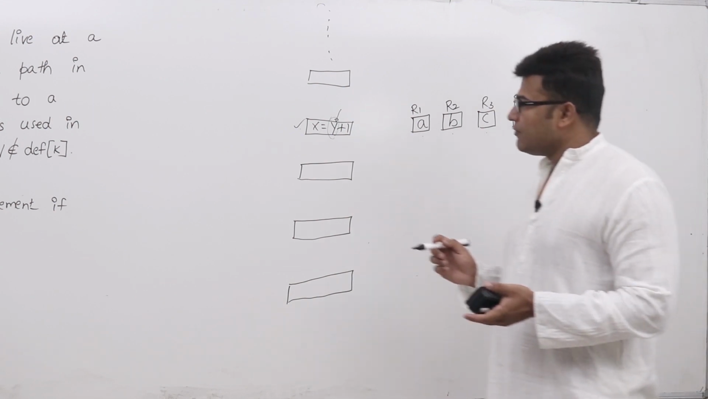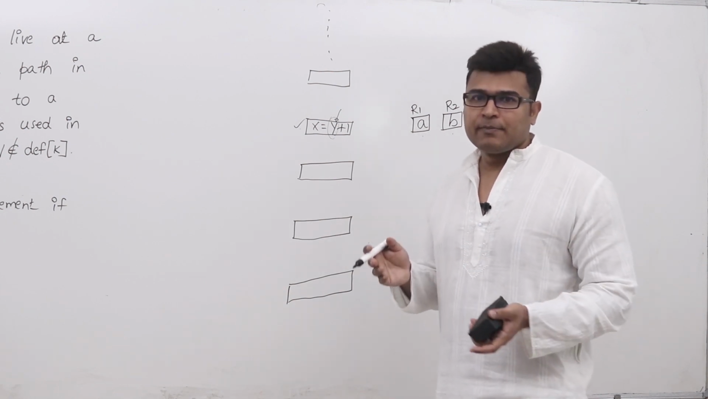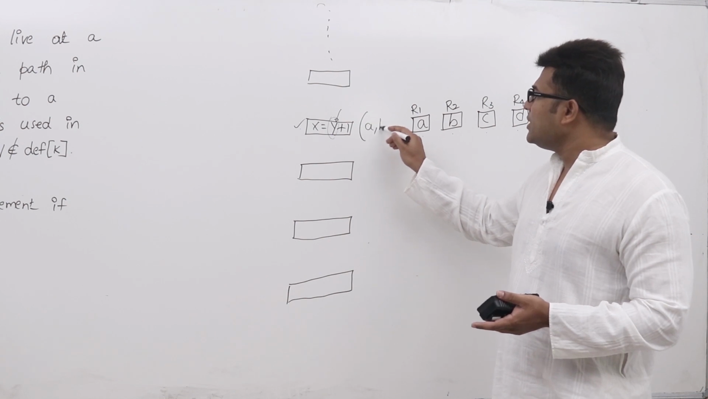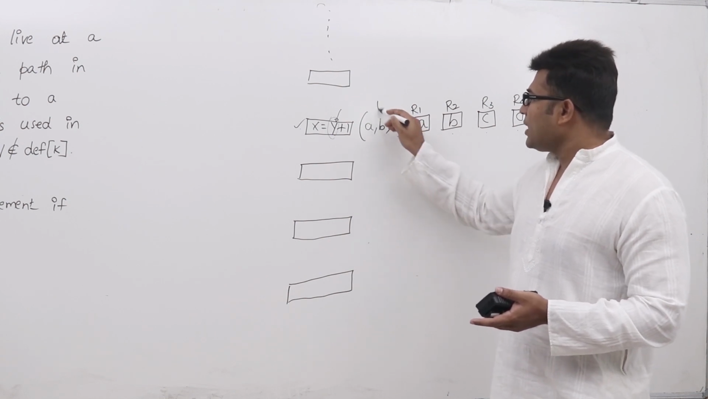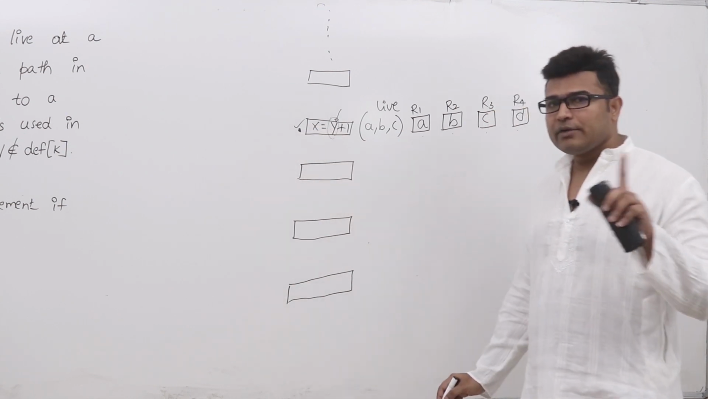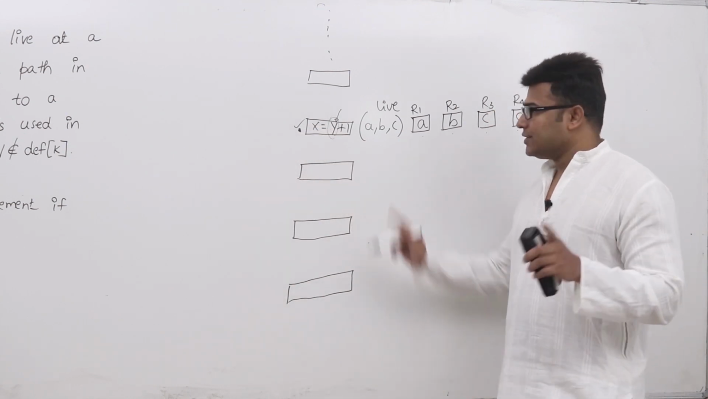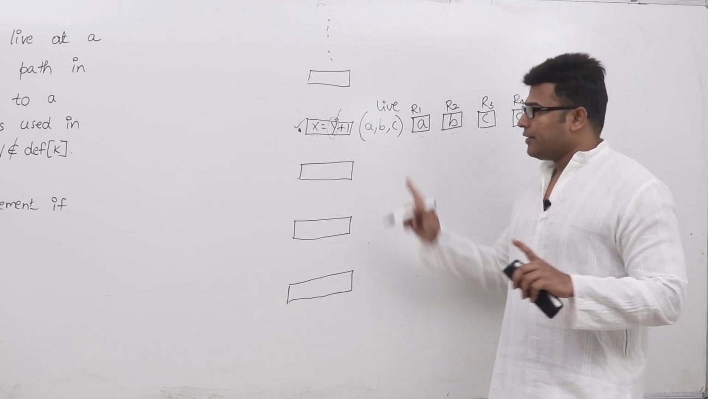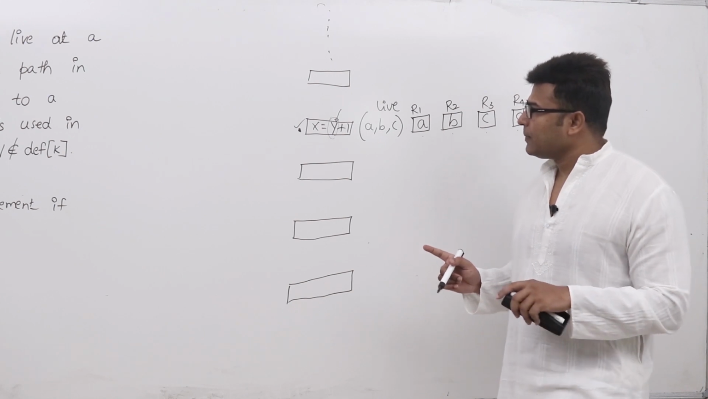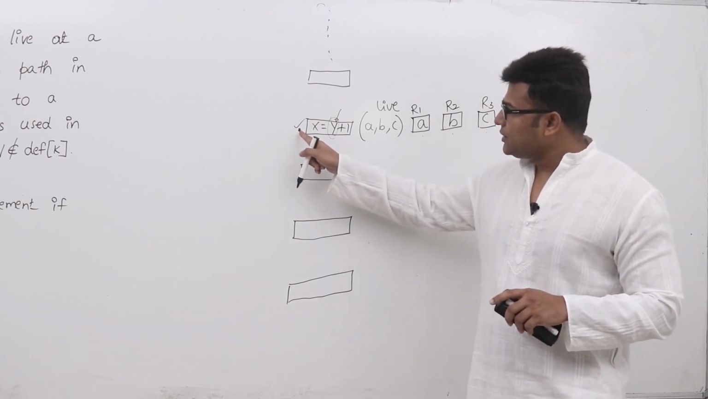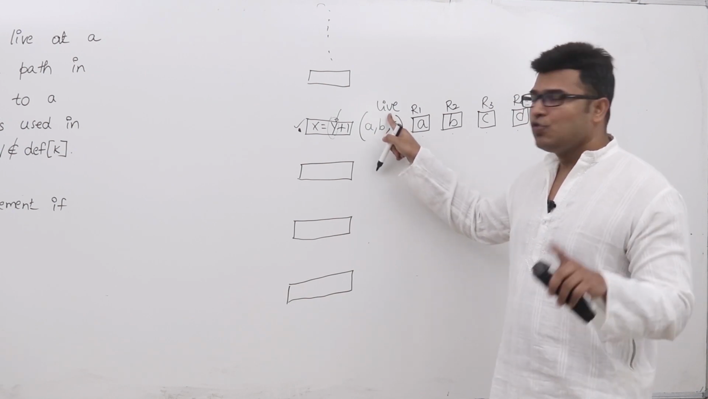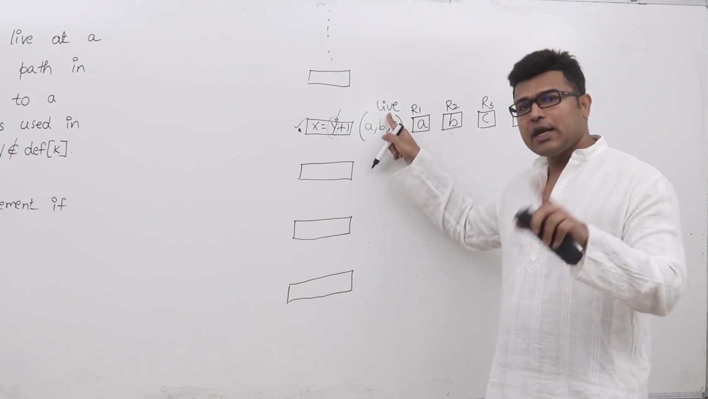Now let us say we have done the liveness analysis and we found out that variables A, B and C are live at this point. Try to observe it carefully. It is somewhat a difficult concept. I'll try to simplify it as much as possible, but you have to be very careful here. So I'm saying that at this point, A, B and C are found to be alive or live.